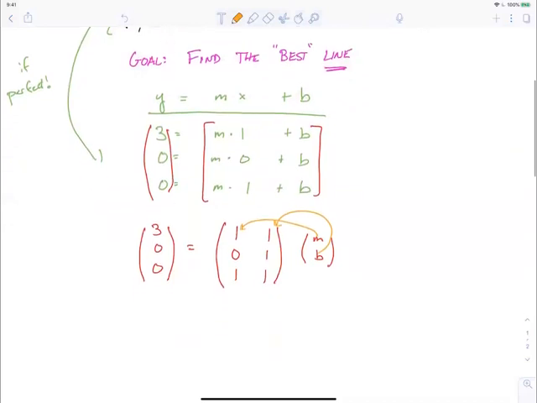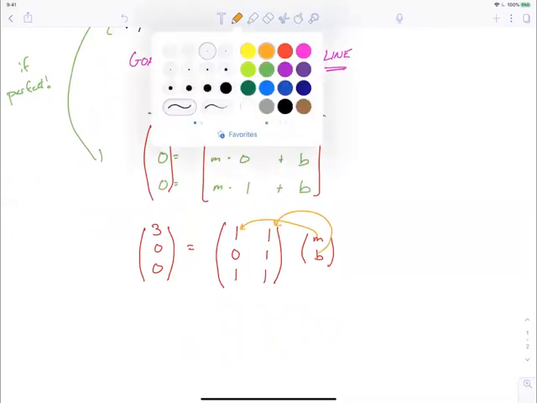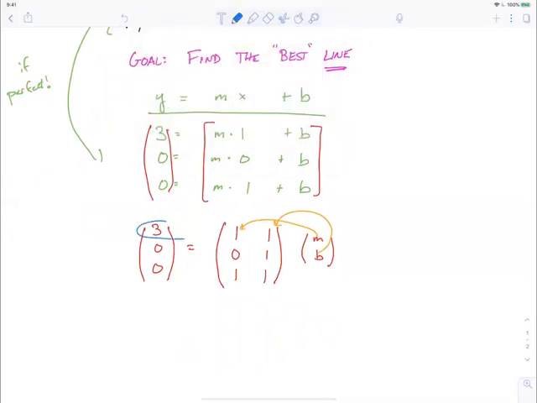We also know that this is going to be bogus. If we look right here at this top line, what does that mean? This says that 3 has to be equal to m plus b. And this bottom one here says that 0 has to equal m plus b. So this is bogus.